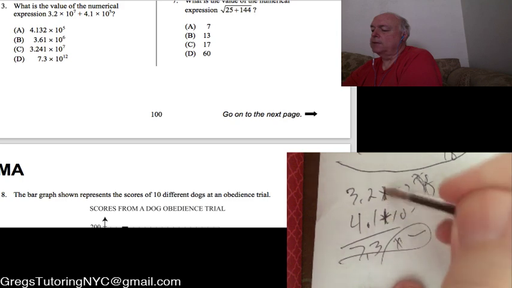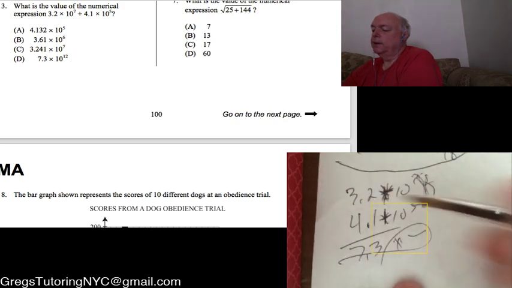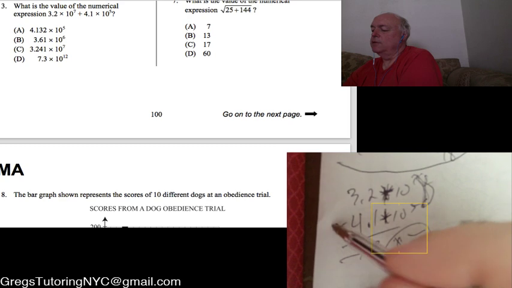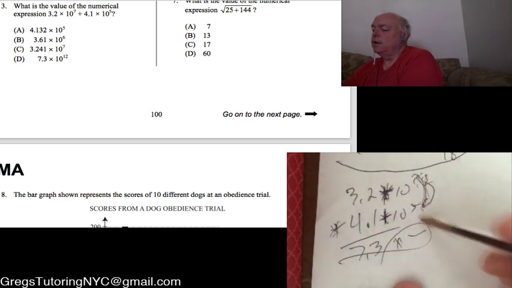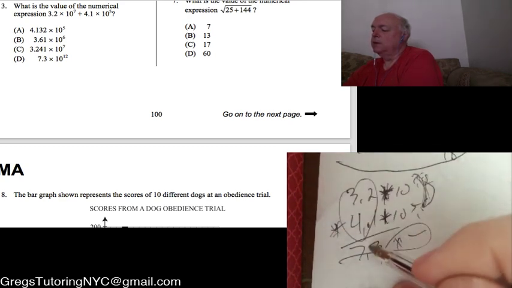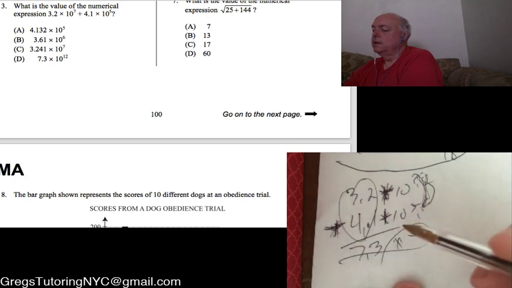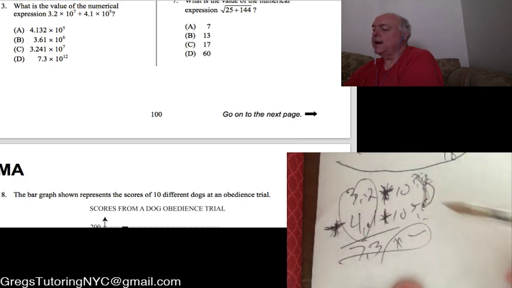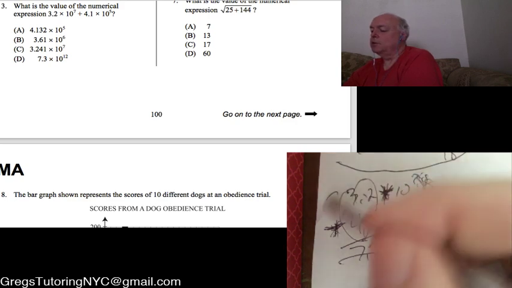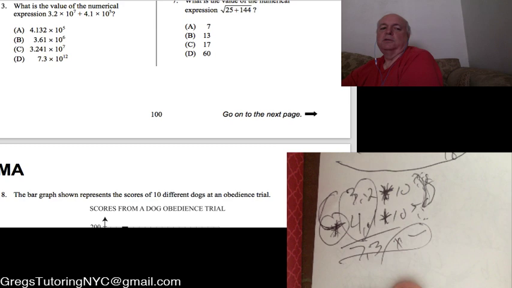I wrote multiplication. This is being added. If it was multiplication, we would get the 12th, but then we would multiply these two. But since it's addition, we can't just add these and add these. That's not how it works. We only add exponents when there's multiplication going on. But across the two of these is only addition. So D is a no-go.